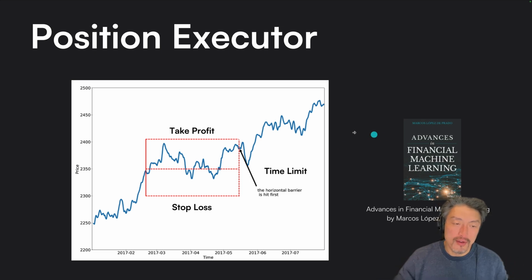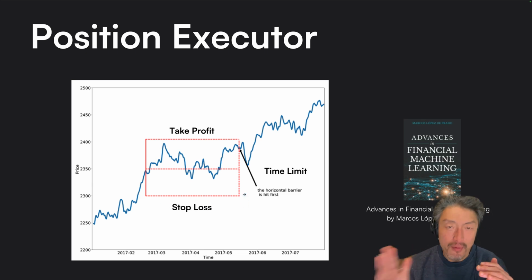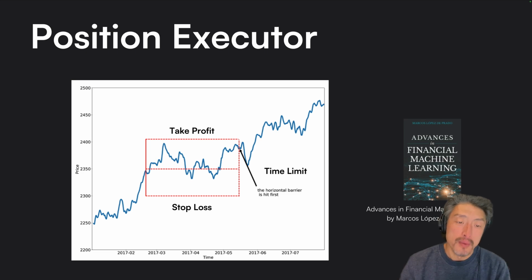So the way it works is that the concept really comes from the book by Marcos Lopez de Prado called Advances in Financial Machine Learning. The idea is that for every entry point, you can draw a box around the price, where the upper bound is the take profit level, the lower bound is the stop loss level, and the end of the box is kind of like the time limit for the trade.